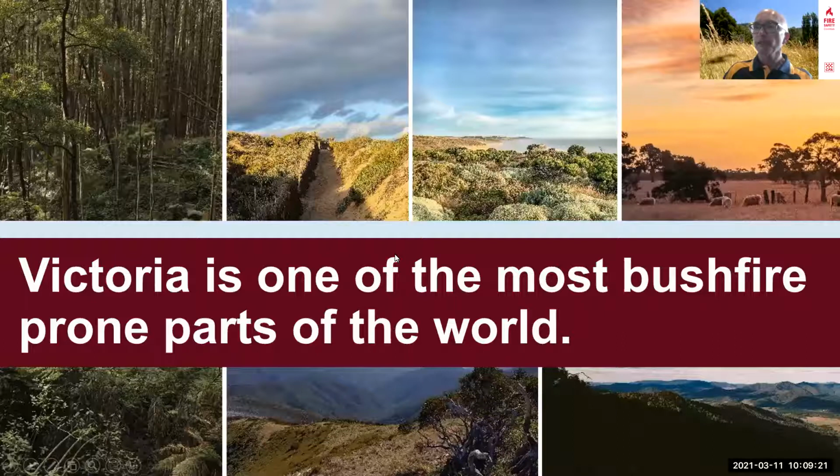Let's move on by looking at the landscape that surrounds us. No doubt, this particular slide shows a variety of landscapes that exist across our beautiful continent. Victoria is one of the most bush-prone parts of the world. We often talk about the US and California. We are no different. We have a high vulnerability to fire. Why so? This is because of the landscape, a landscape that's actually been shaped by fire over many thousands of years.